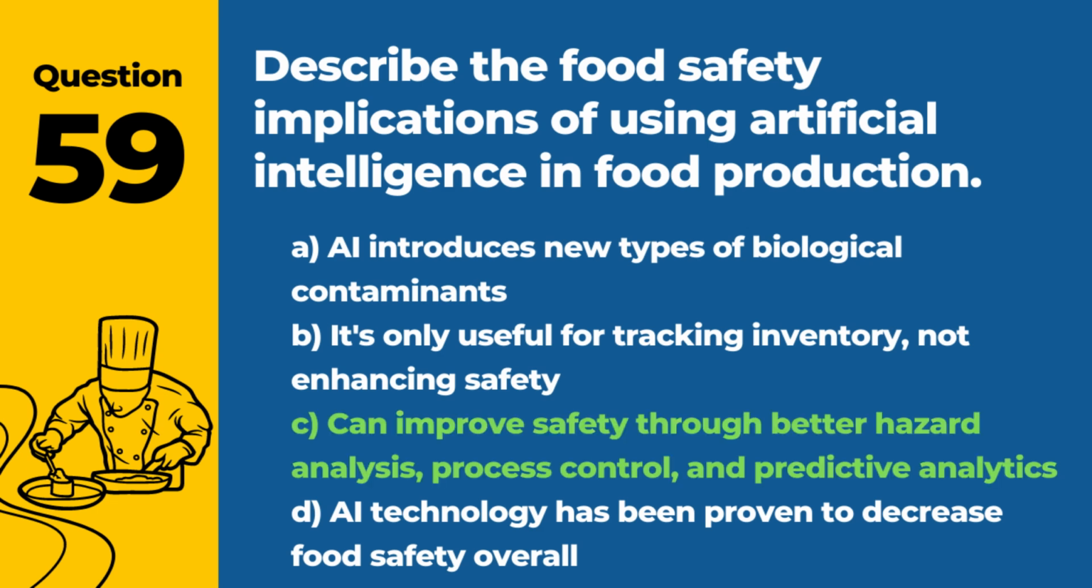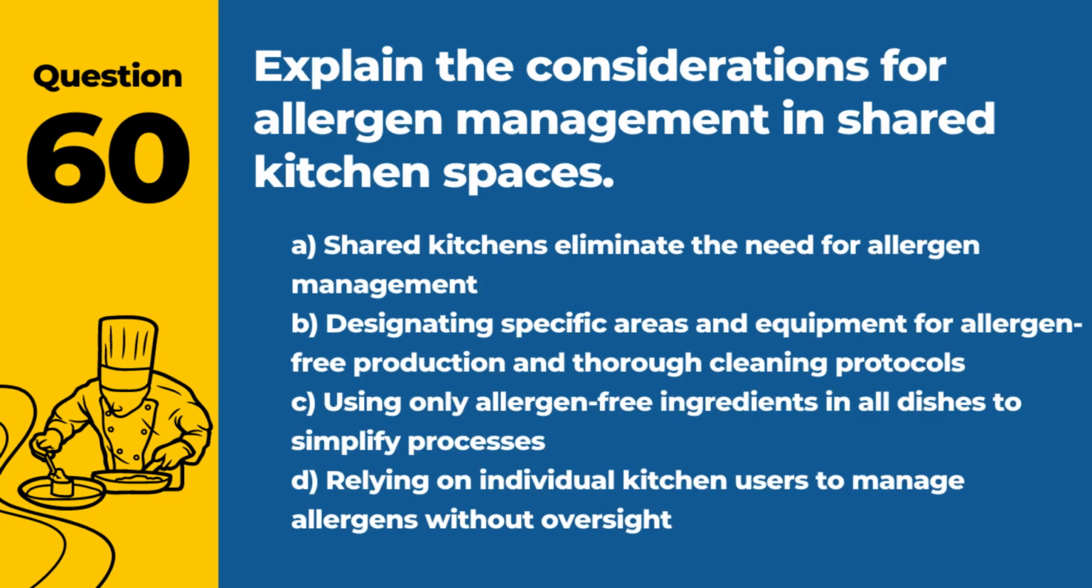Answer: C. Can improve safety through better hazard analysis, process control, and predictive analytics. Artificial intelligence has the potential to significantly enhance food safety by providing tools for more effective monitoring and management of food production processes. Question 60.